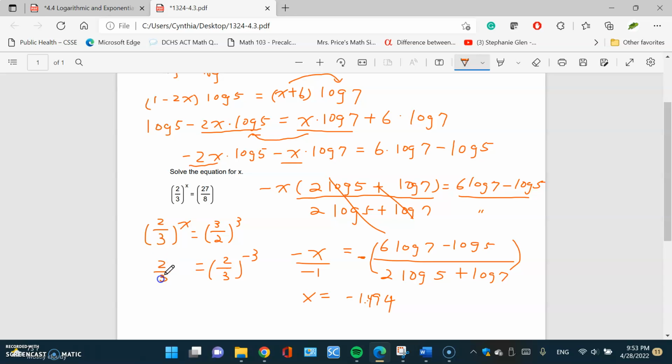Now, as you can see, the left-hand side and the right-hand side have the same base. So we can simply cross out the base, and then we solve for x equal to negative 3. For an exponential equation, you don't need to do the test. So the answer will be x equal to negative 3.